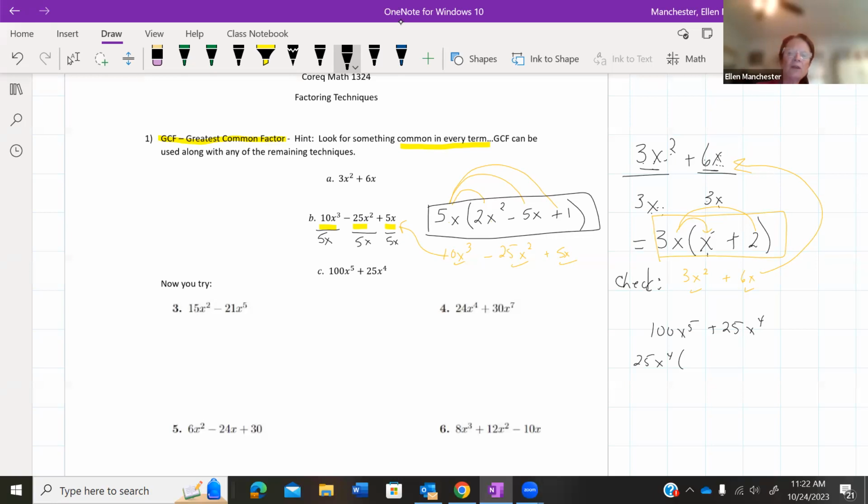So Ava, can you explain why you did x to the fourth and not x to the fifth? Because you can only take away what you have, and you have only x to the fourth on the 25. Okay, and if you think of it the opposite way, if I wanted to take out x to the fifth, I could do it out of my 100 x to the fifth, but I can't take x to the fifth out of x to the fourth, right? So whenever you're dividing out, you pick the lowest exponent. Always pick the lowest exponent. Okay, so 100 divided by 25 is 4.